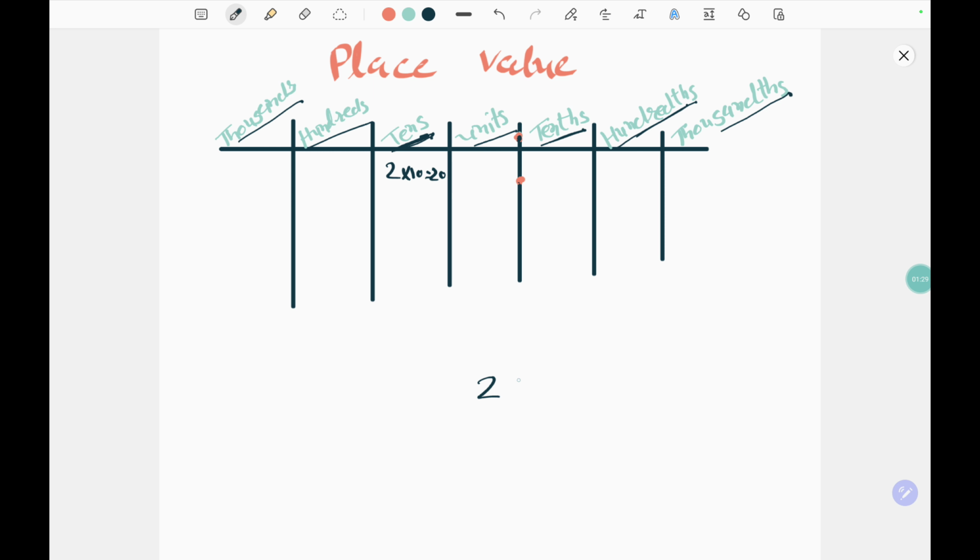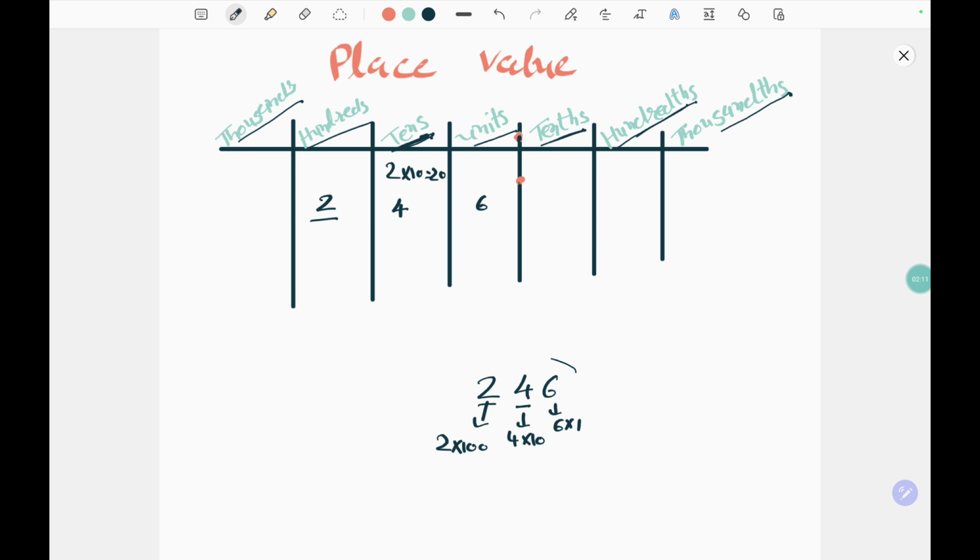Let's take one number, 246. If I adjust it in this place value table, then 2 goes in the hundreds place. So 2 is 2 times 100, which is 200. Now 4 is at the tens place, meaning 4 times 10, 40. And 6 is 6 times 1, which means 6 only units. So these are what we call the place value.